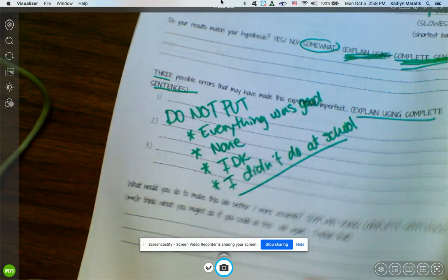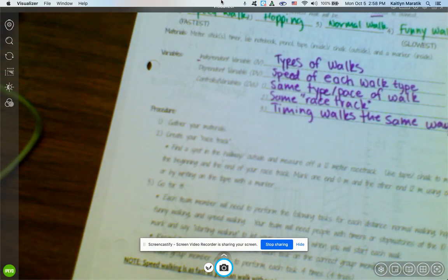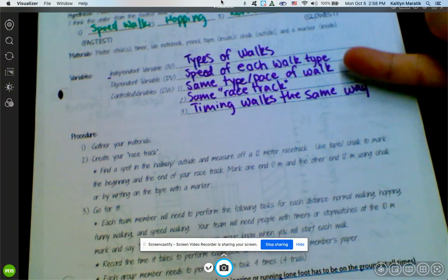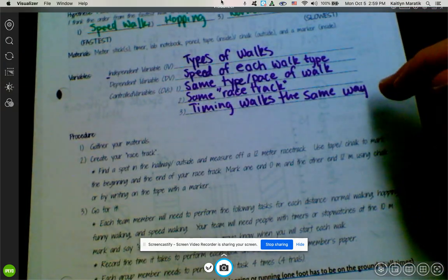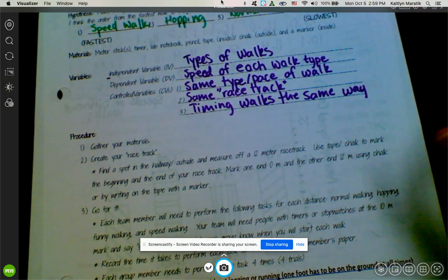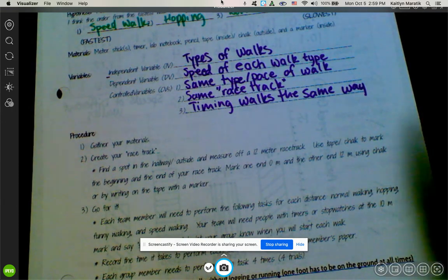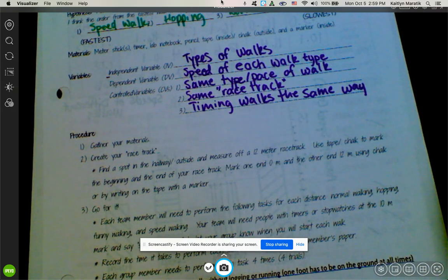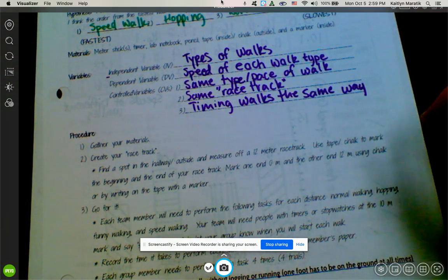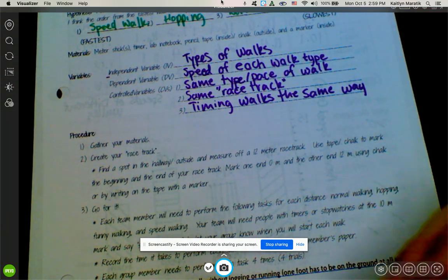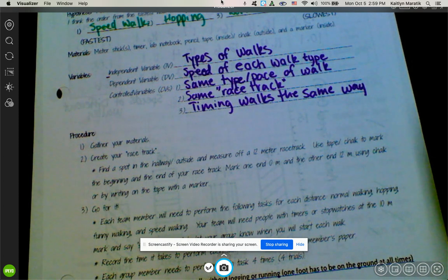Now, when I was talking about our controls, remember I said we want to use the same type or pace of our walk. We want to use the same racetrack, and we want to time all of our walks the same way. Did you do something that made it so you didn't time all your walks the same way? Did you do something that your racetrack wasn't the same? Like, were you always going up a hill or down a hill, or were there different trials that you were sometimes going uphill, sometimes going downhill?